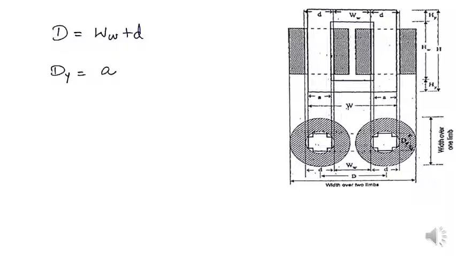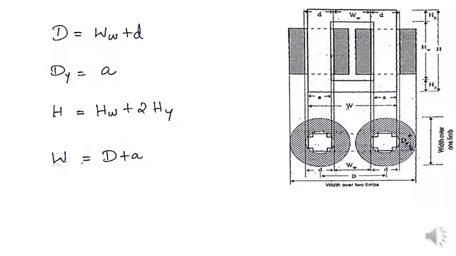Next is depth of yoke, which is equal to A, that we have already discussed. Then capital H is the overall height, which is equal to height of window plus 2 times height of yoke. Then capital W is the overall width of the transformer core frame, that is W is equal to capital D plus A.